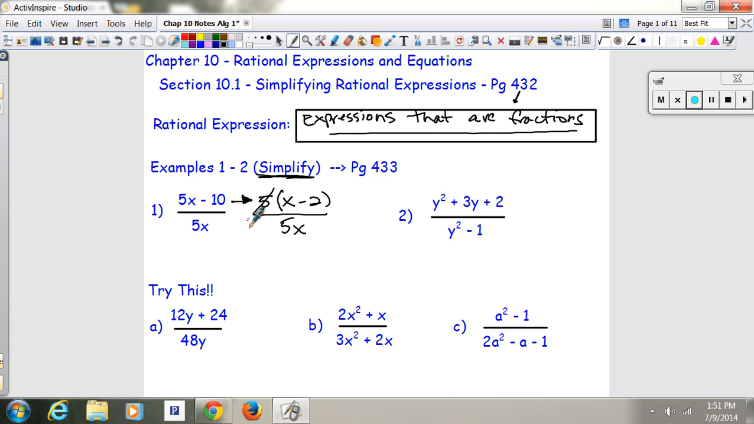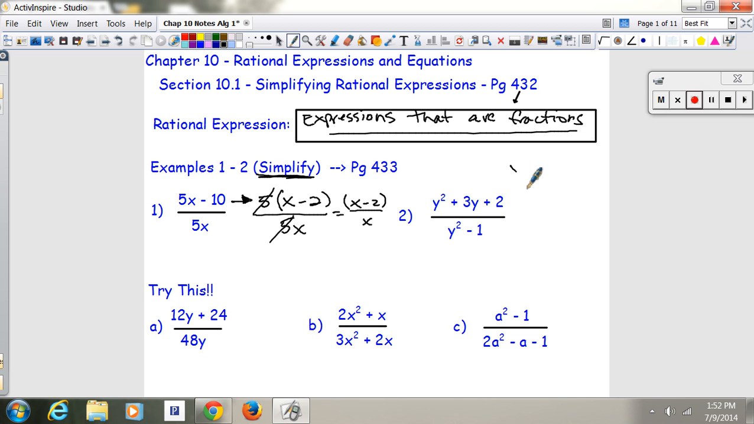But you can reduce the two 5s since they're both outside any parentheses. So your answer is x minus 2 over x. Now, you cannot reduce the x's. That is in a parentheses right there. So that's technically not just an x, it's an x minus 2. This is an x. Can't reduce it unless it's on the outside of the parentheses.